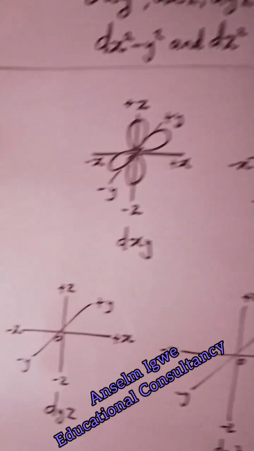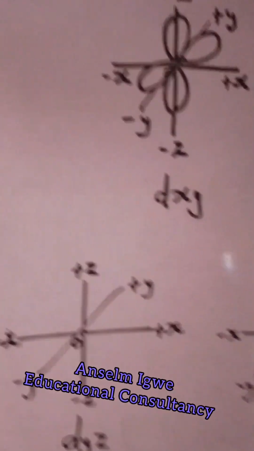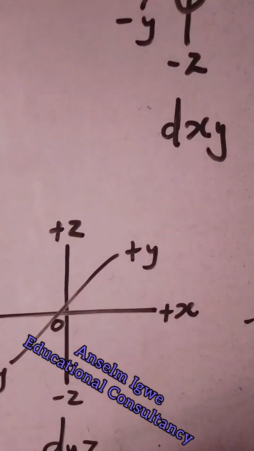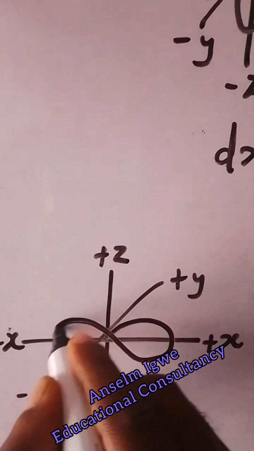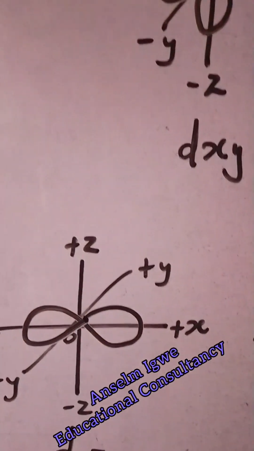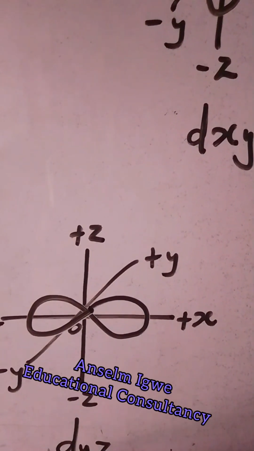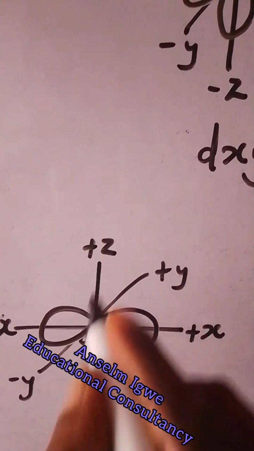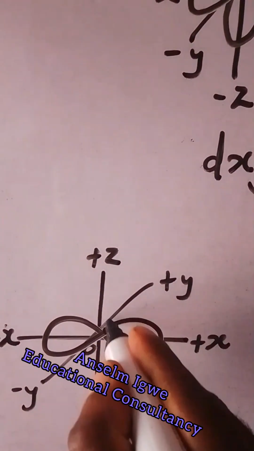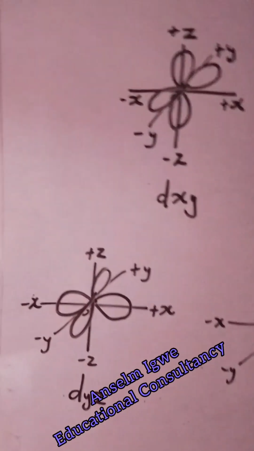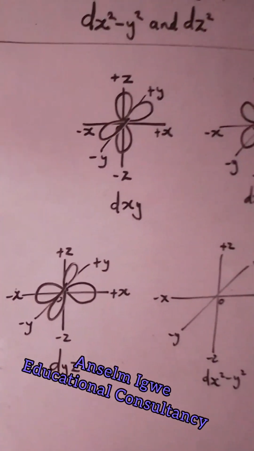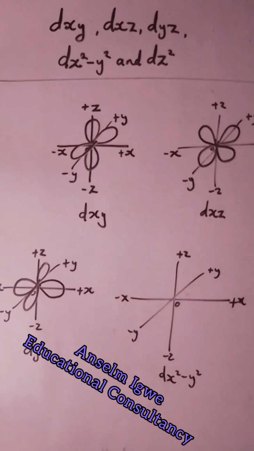Now, the next, dyz. The same logic goes. The alphabet that is not here is x. So the first dumbbell aligns on the x-axis. Second, we go in between y and z. In between them is here. That is the dyz orbital. You can see 3 of them are not the same.